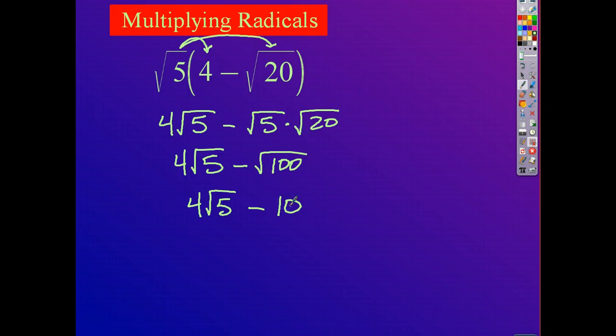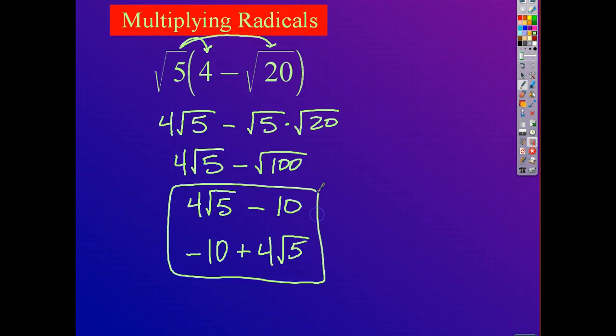Now, typically when we do these, a lot of times we like to keep the constant terms in front. So if we want to do something like this, we can just write it as negative 10 plus 4 radical 5. So that's another way you can write it. A lot of times they just like to have those things in the front like that, but either one of these is fine, really.